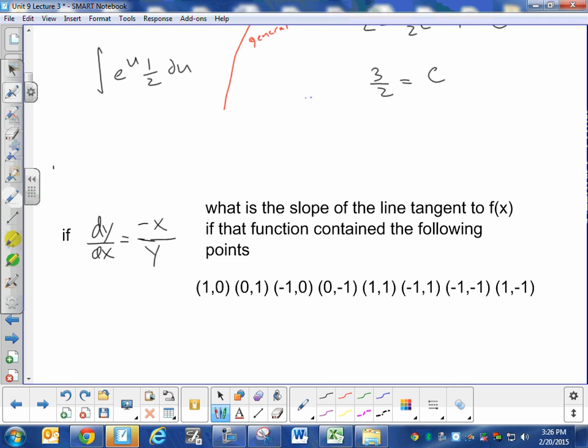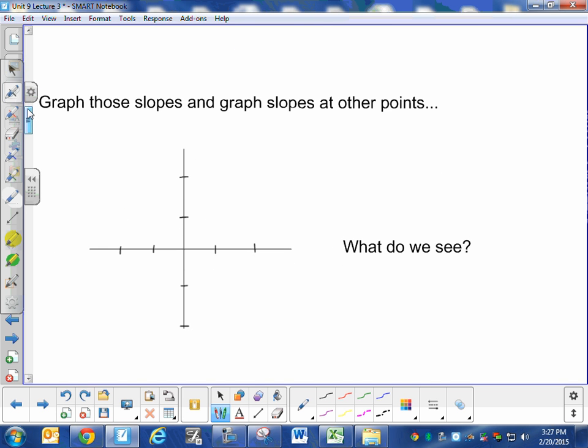I want you to write this differential equation back down, and I want you to create a little XY plane where we are going to produce a slope field.